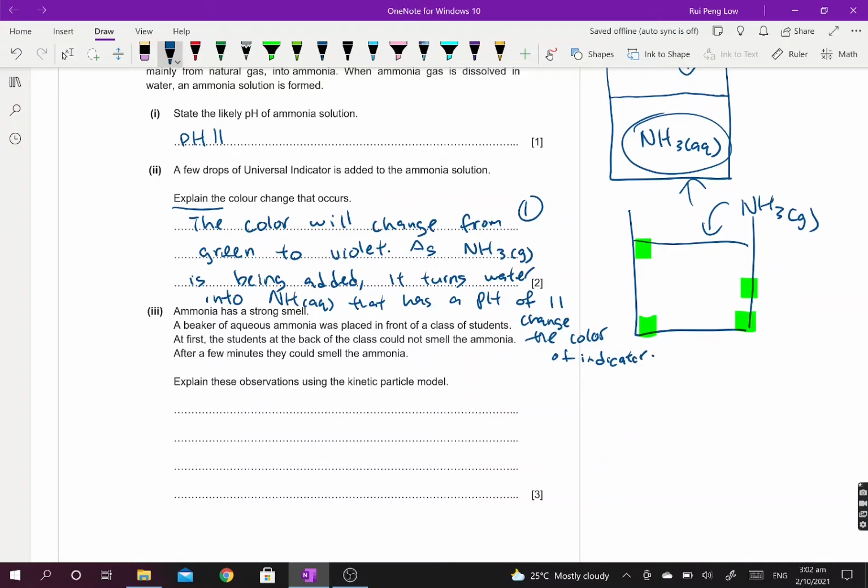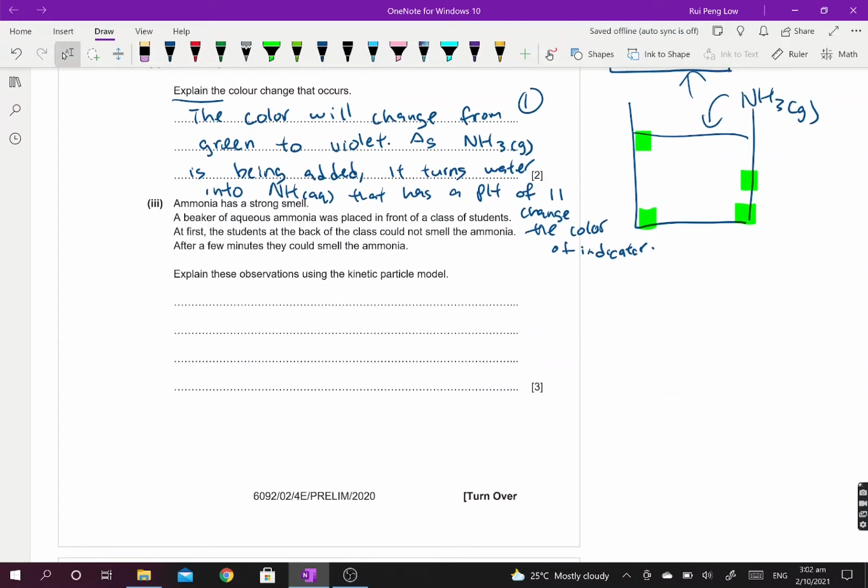Okay, quite long, but it's okay. Now, ammonia has a strong smell. A beaker of aqueous ammonia was placed in the front of the class of a student. At first, the student at the back of the class could not smell the ammonia. After a few minutes, they could smell ammonia. Now, why is that so?